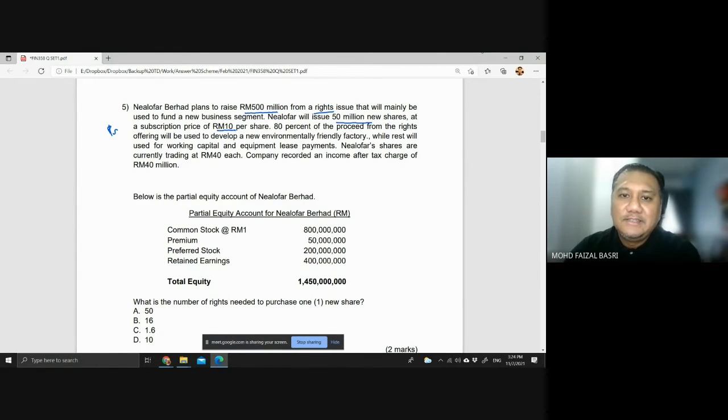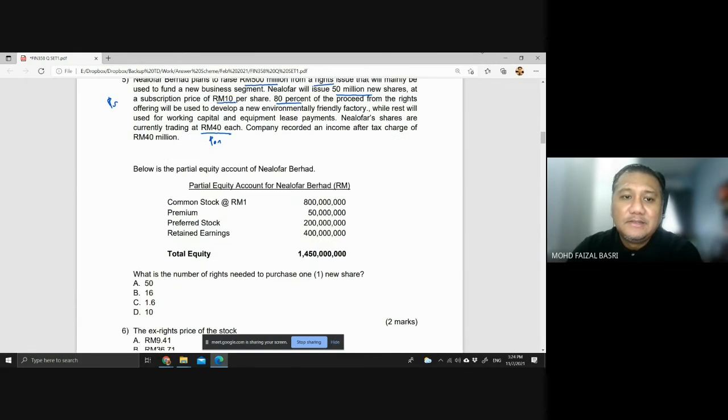Subscription price. 80%, okay, this just nak trick you. 80% dia nak guna untuk ni. Okay, it doesn't matter to us, while the rest used for working capital and equipment. Okay, this is the current price. This is price on. Dan ni information dia lah.